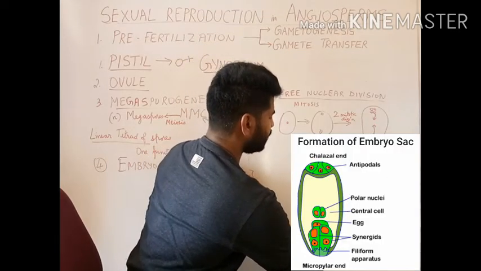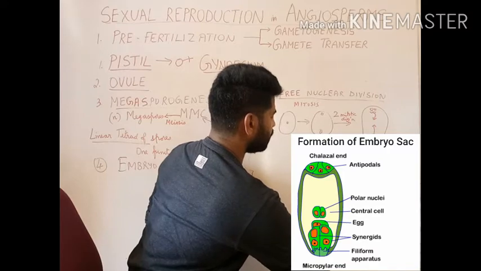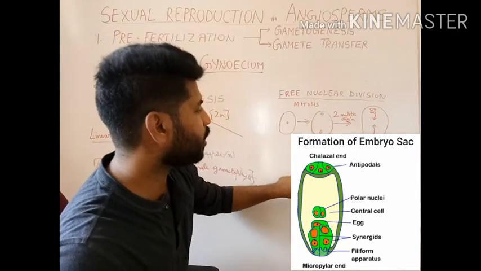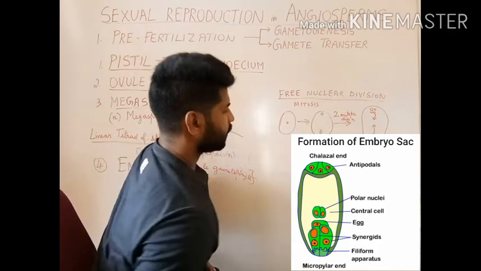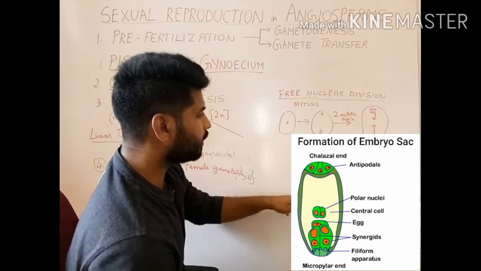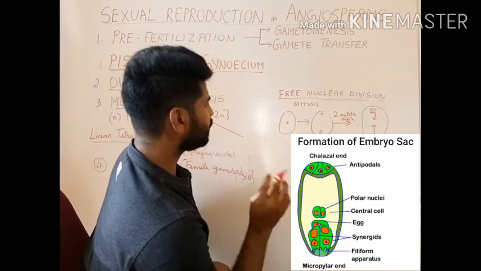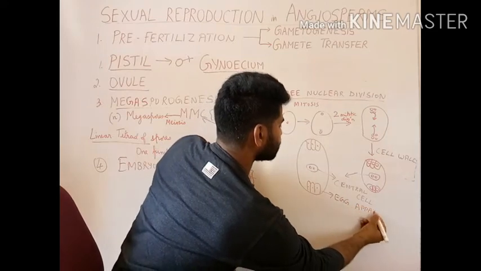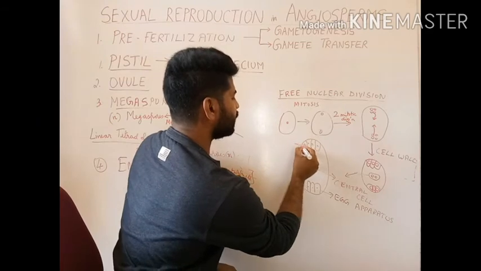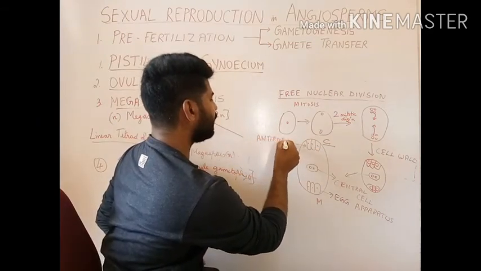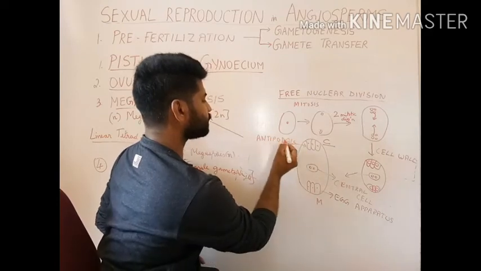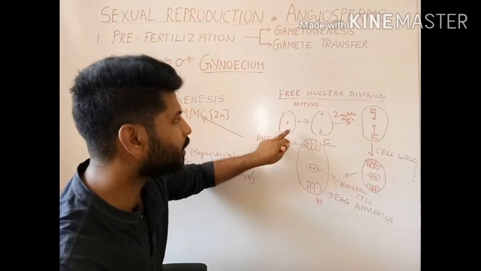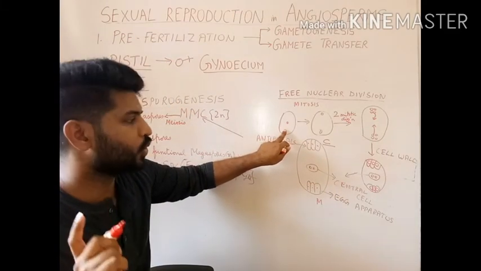This is called the central cell, which contains the 2 polar nuclei because they have come from the poles. So they are called polar nuclei. There are 2. And at the end where there is the micropyle, towards that end we have 3 cells called the egg apparatus. Towards the chalazal end we have 3 cells. They are called antipodals because they are opposite to the pole. Now our embryo sac, which has developed from one single megaspore, is complete.